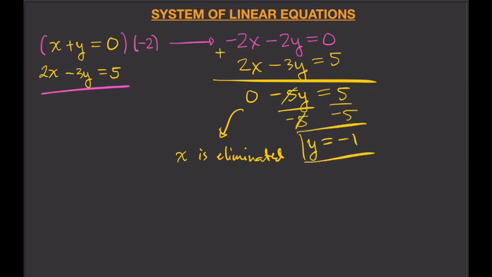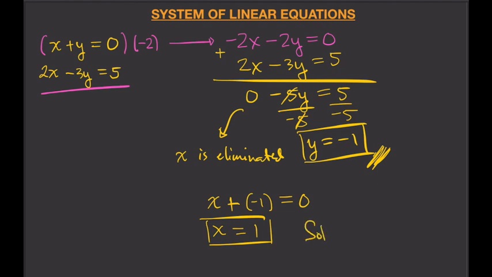So I now have a value for y, and then all I need to do is substitute this value into any of my equations, but I will choose my first equation because it's much simpler. So that will be x plus, now instead of writing y, I will write -1 equals 0, and that will give me x equals +1. And so therefore my solution is 1, -1, which is what we got when we used the method of graphing and the method of substitution.